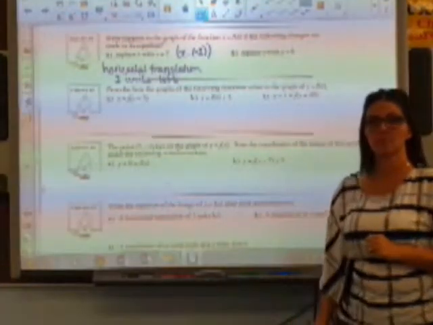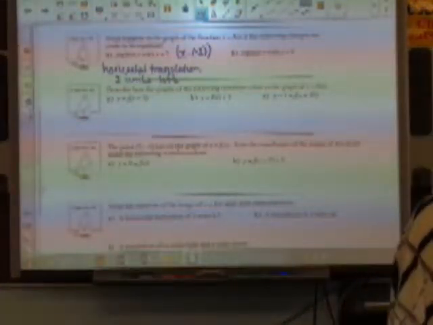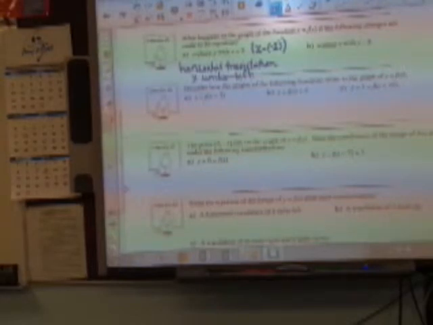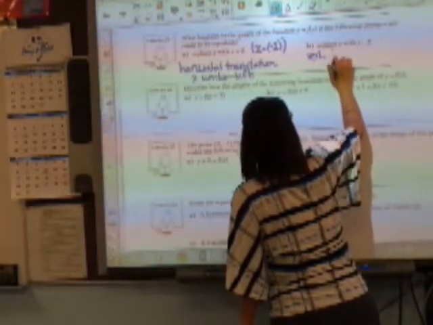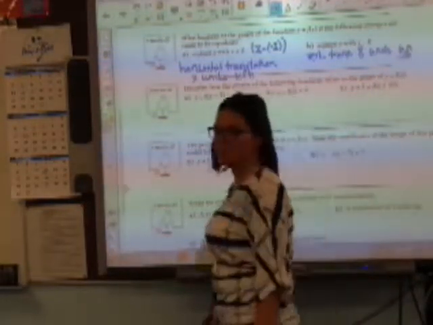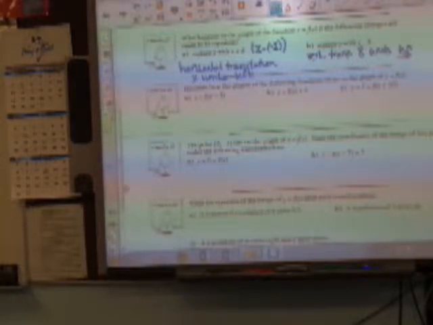Okay. If I look at B, if I replace y with a y minus 8, so I'm replacing which coordinate? Y. So what kind of a translation do I have? I have a vertical translation. And it's 8 units in which direction? Up. So vertical translation, 8 units up. Because the replacement was a y minus k. So that 8 value is a positive 8.